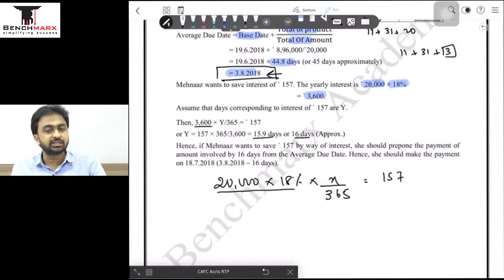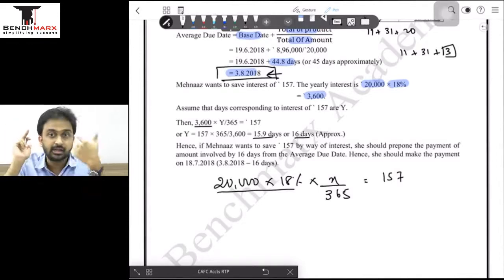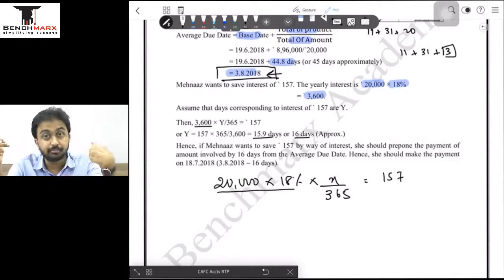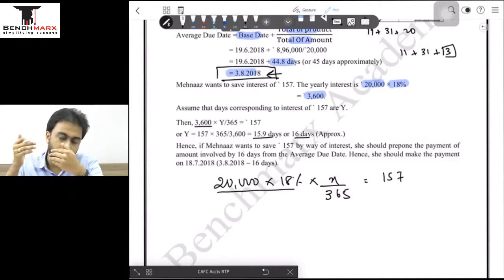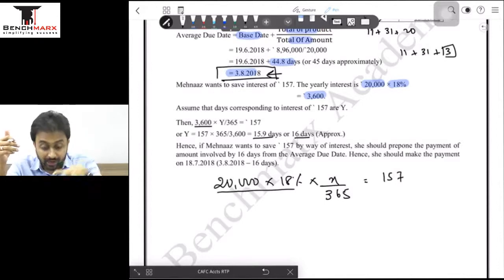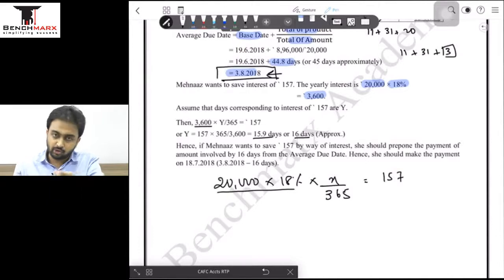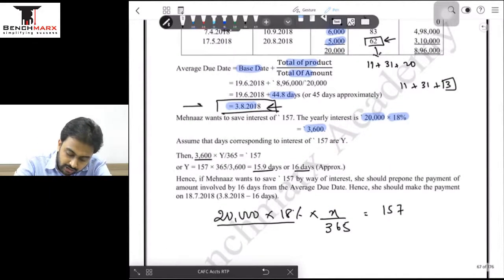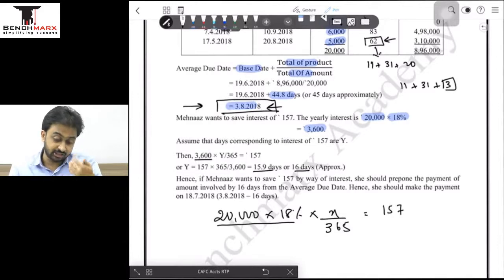As I said, if payment is made after 16 days, he will have to pay 157 as interest, but he wants to save it, so he has to prepone the payment so that he saves rupees 157. So we will have to now go in reverse. That is why this question is important for last day revision, because this is something unique. Very rarely do we go behind. So from the due date of 3rd of August we have to go 16 days behind.